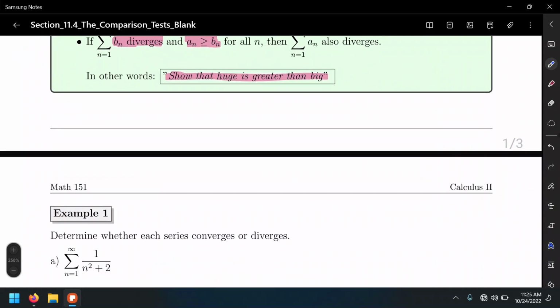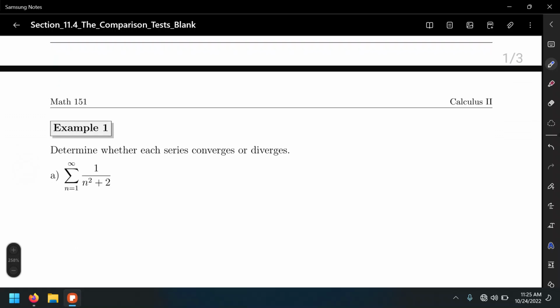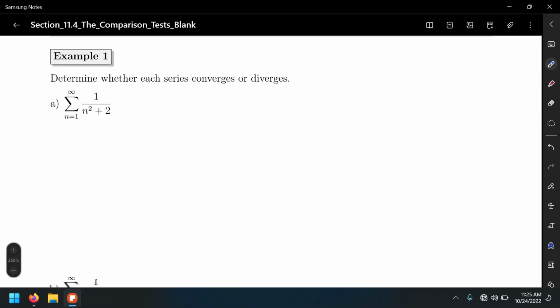Okay, let's go to the next page. So let's determine whether each series converges or diverges. All right, so the sum from n equals 1 to infinity of 1 over n squared plus 2.